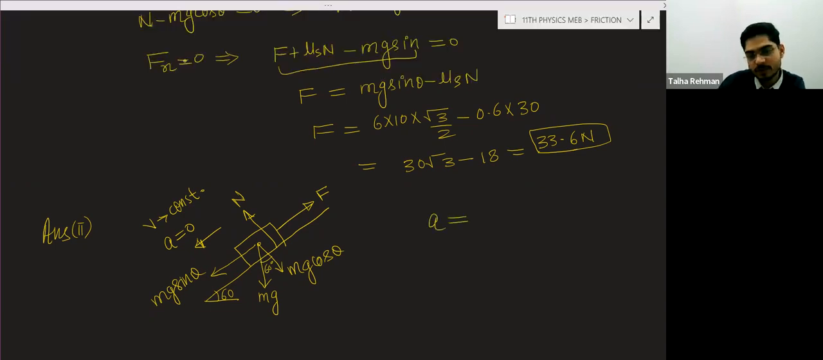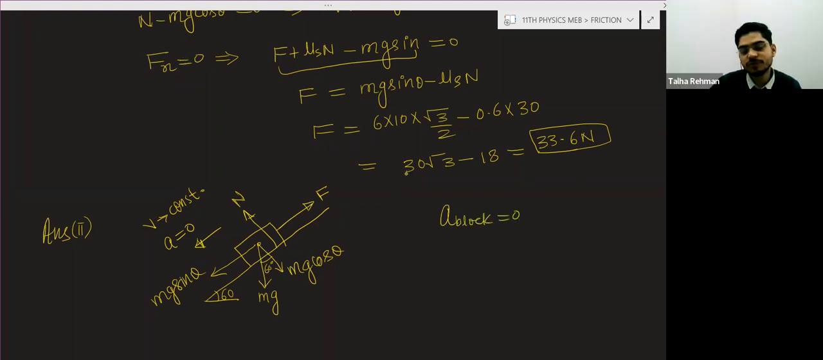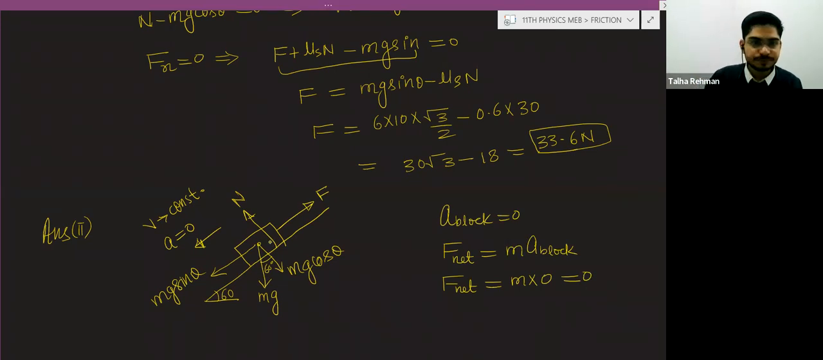If acceleration of the block is equal to 0, then what is the formula of the net force? Net force on the block is equal to mass into the acceleration of the block. So net force on the block is equal to mass into 0, which is 0. In this case also the net force is 0, but this block is moving.